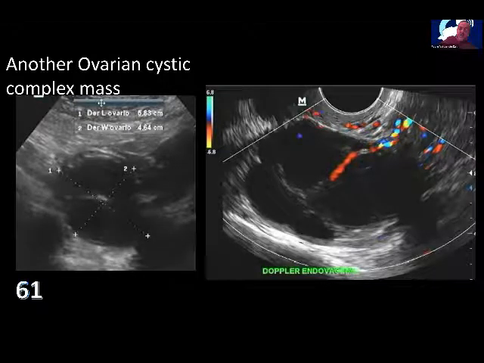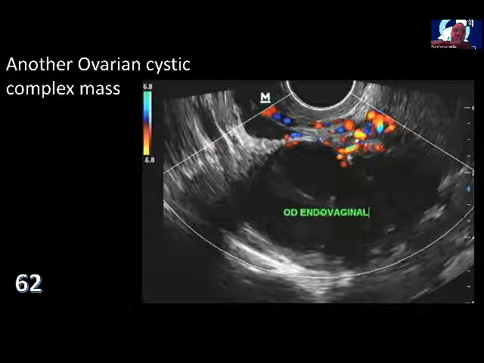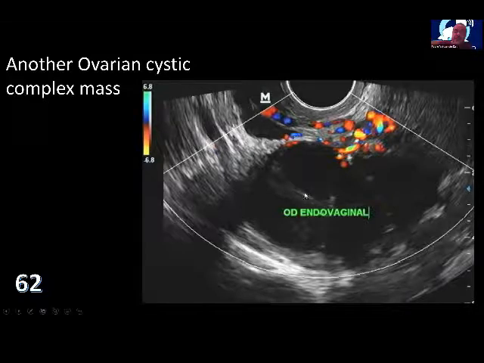This is a nice picture of blood vessel in the septation of an ovarian cyst. Usually this means neoplasia, ovarian cancer of some kind. Color Doppler, nice pictures of the right ovary in the vaginal approach.